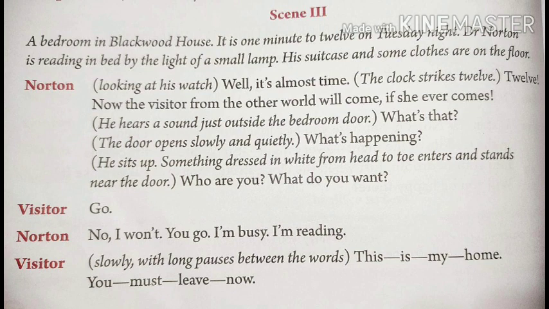Now, scene 3. The setting of scene 3 is in the bedroom of Blackwood House. It is 1 minute to 12 on Tuesday night. That means it's going to be 12, just 1 minute left for 12 o'clock. Dr. Norton is reading in bed by the light of his small lamp. His suitcase and some other clothes are lying on the floor.